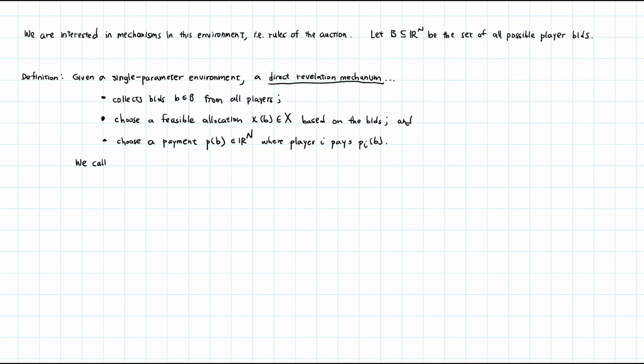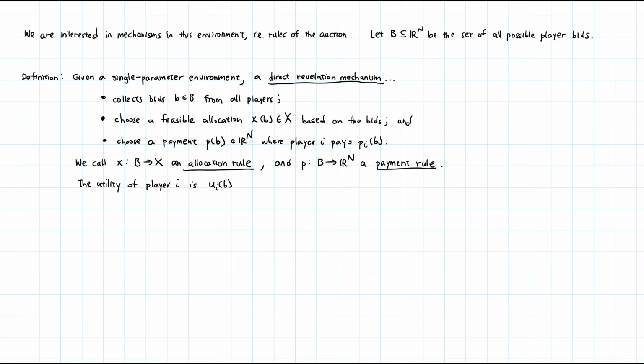We call the function x that maps bids to allocations an allocation rule, and the function p that maps bids to real vectors a payment rule. Given this set of rules, the utility for a player i is ui of b, which is vi times xi of b minus pi of b. Vi xi of b is the total value that player i receives, their valuation times how much they get. And we subtract the amount they pay, pi of b.